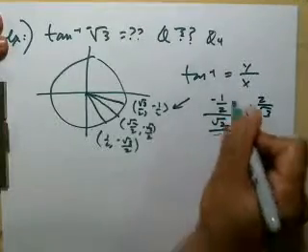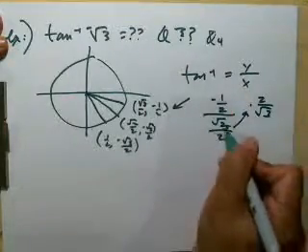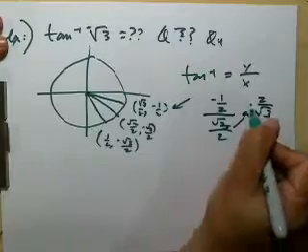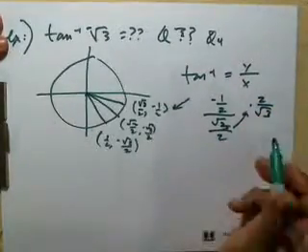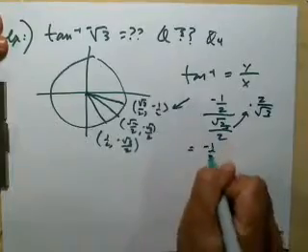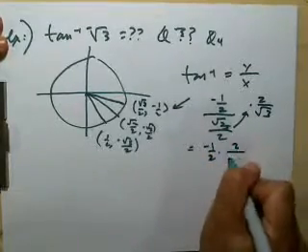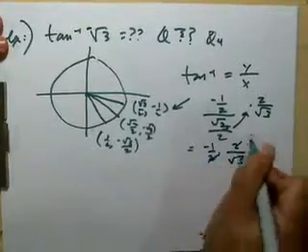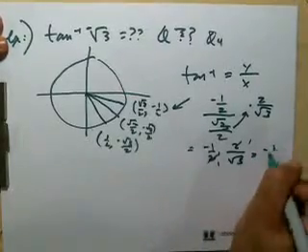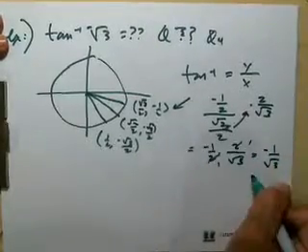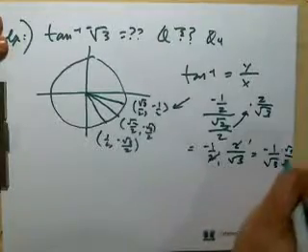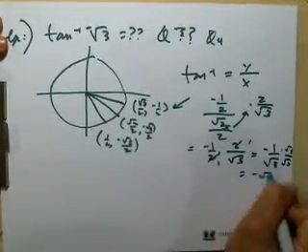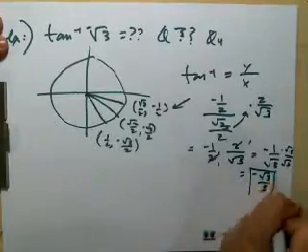Notice how this is called a complex fraction. The way to get rid of the complex fraction is to multiply by the reciprocal. Reciprocal is just a flip of this. That becomes negative 1/2 times 2 over root 3. These cancel. You end up with negative 1 over root 3. If you rationalize this, you want to multiply by root 3 over root 3. You get negative root 3 over 3.